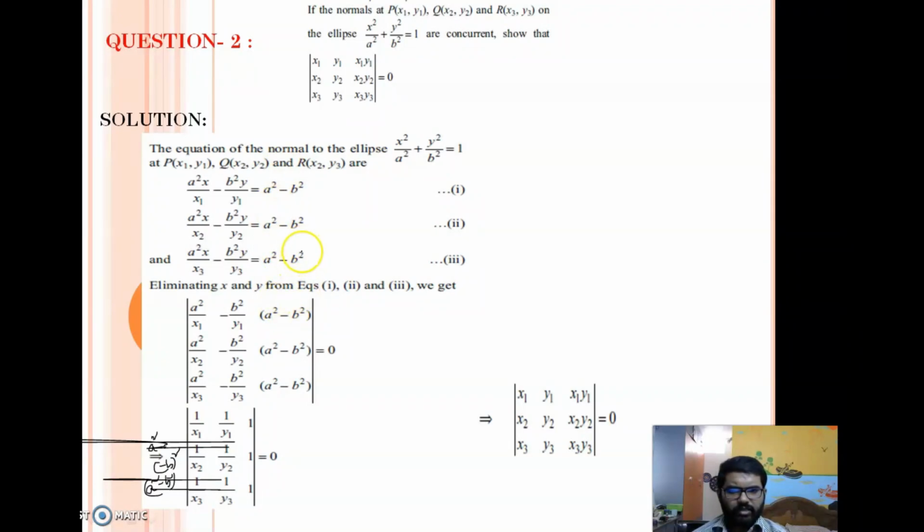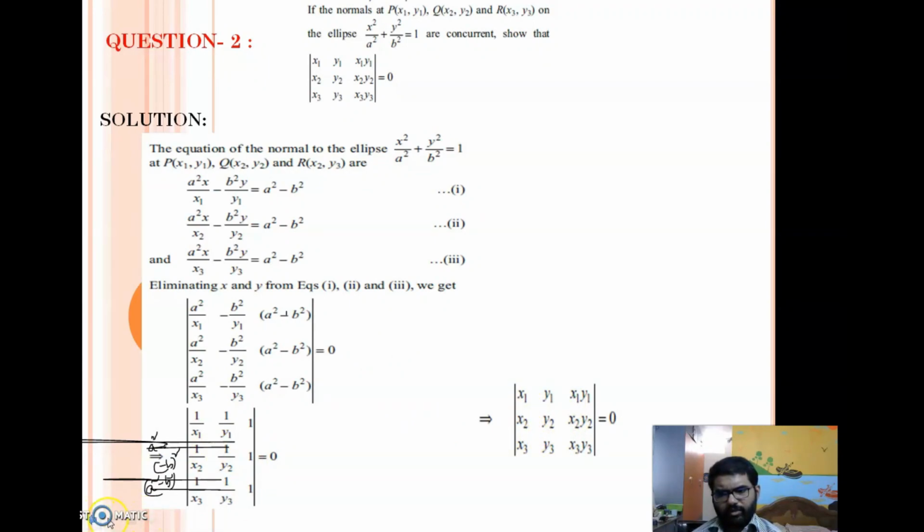The normals are nothing but lines. If three lines are concurrent, the condition is that the determinant formed by them is equal to 0. Now here a square is common, b square is common, a square minus b square is common. We will take these out and apply the properties of determinants. Then we'll get this answer.